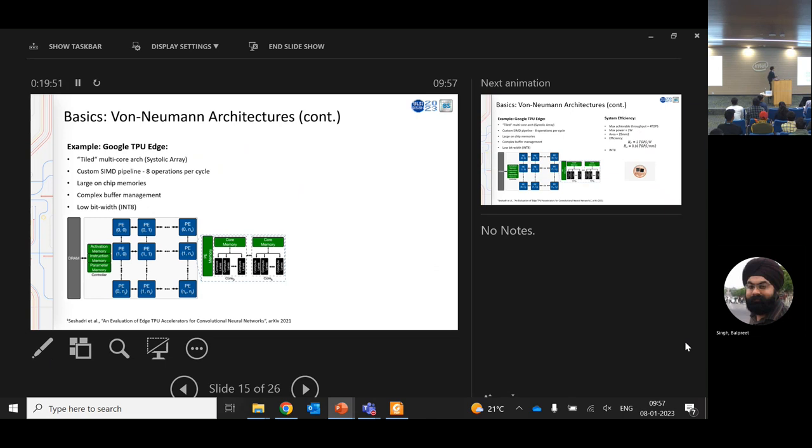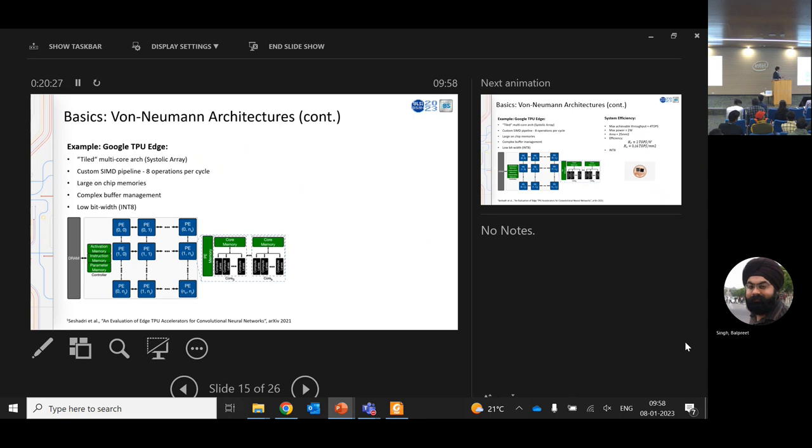And then what you will find in most architectures, and most people here are familiar with this, for instance in the Google Edge TPU, is a tiled multi-core architecture, which we call a systolic array, where you have all these different multiply accumulate PEs. This is a custom SIMD pipeline with a certain number of operations per cycle. You need large on-chip memories, so you have to store all your activations, your instructions, and your parameters locally and also in the DRAM and shove them in and out the whole time. So you have quite complex buffer management. But anyway, these PEs can all in parallel do the matrix-matrix multiplication in a systolic style.